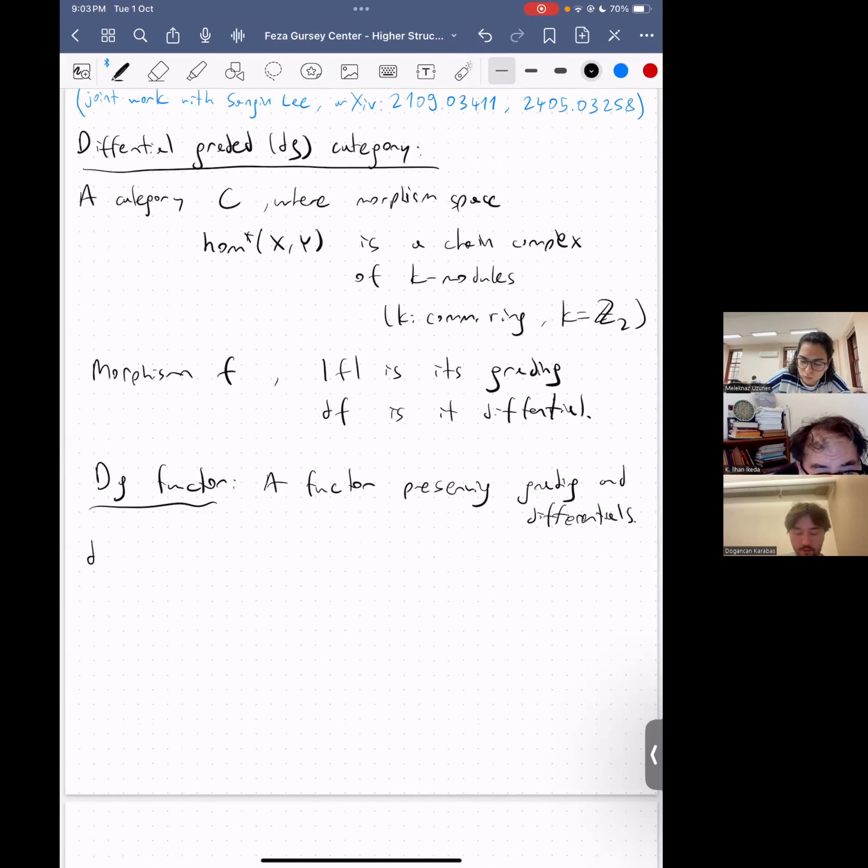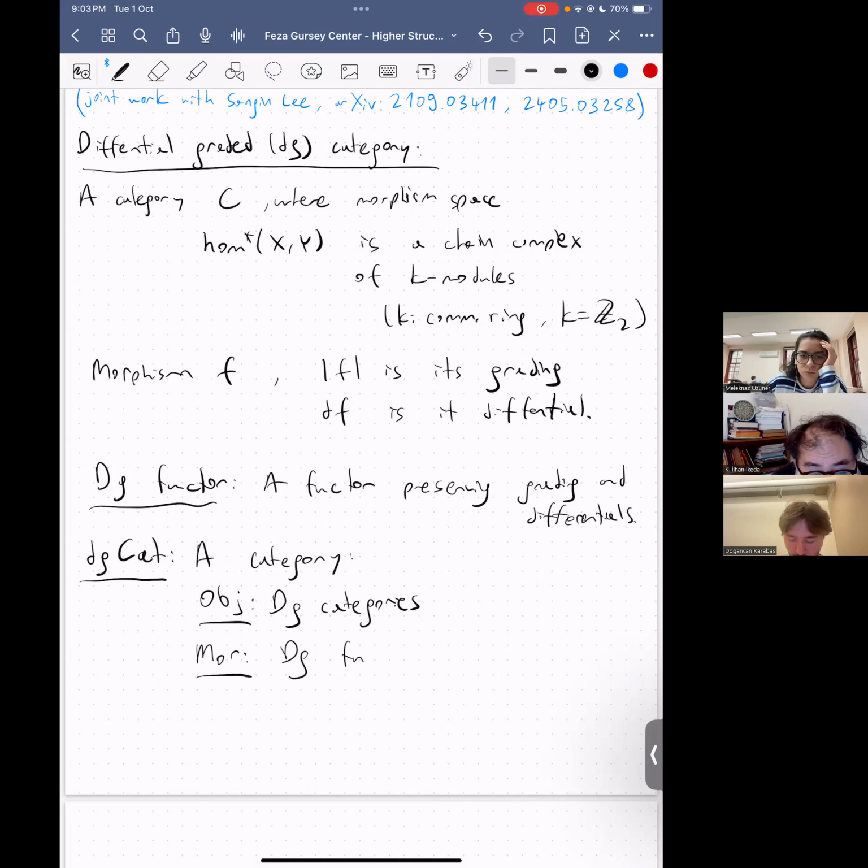Okay, so now I tell you DG cat. DG cat is a category. So objects are DG categories, and morphisms are DG functors. So the category of DG categories, basically. And this is the main thing I'm trying to understand here, DG cat. But not DG cat itself, the homotopy theory of DG cat. So that will be the aim.